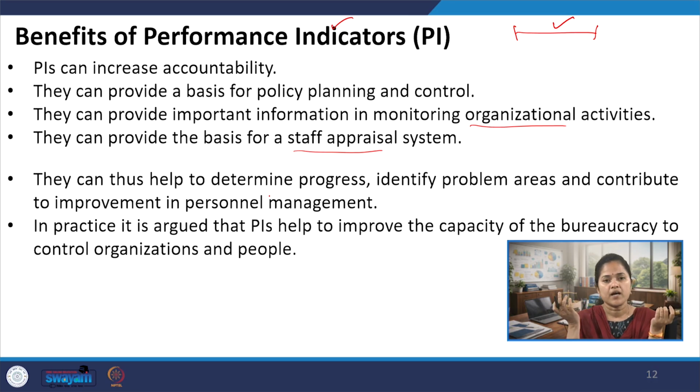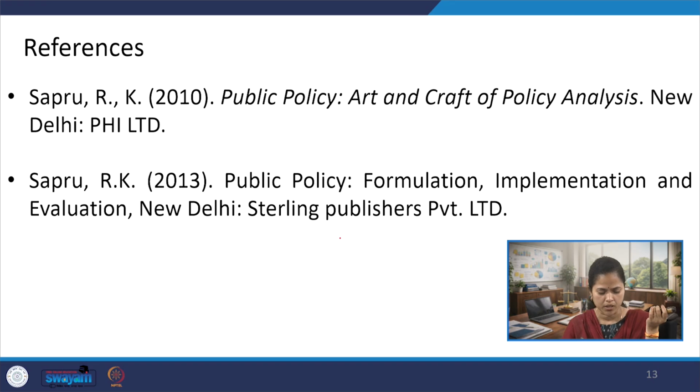So in practice we can say these performance indicators can help in improving the capacity of the organization, and at the government level, the capacity of the bureaucracy. For organizations or institutions, they help in controlling the organizations and the people also. Performance indicators are the best system for monitoring programs or policy.